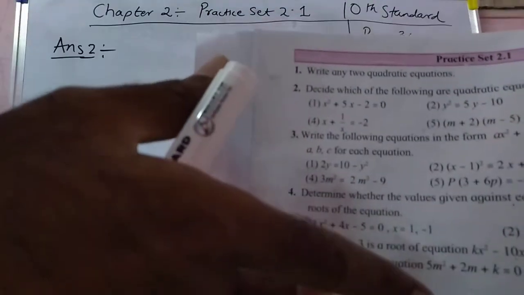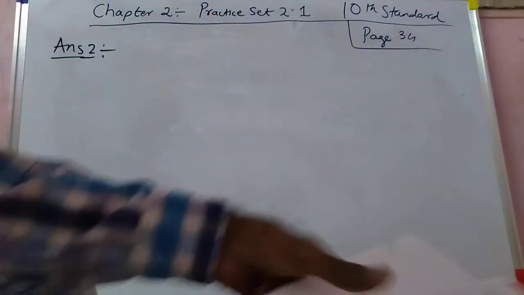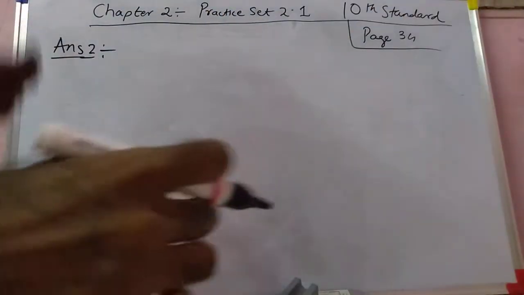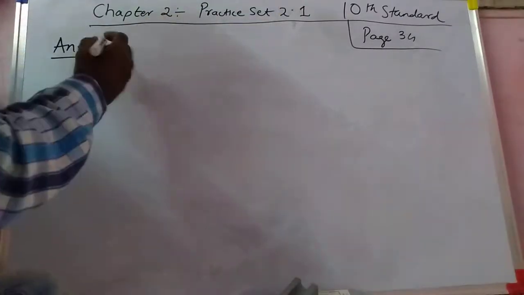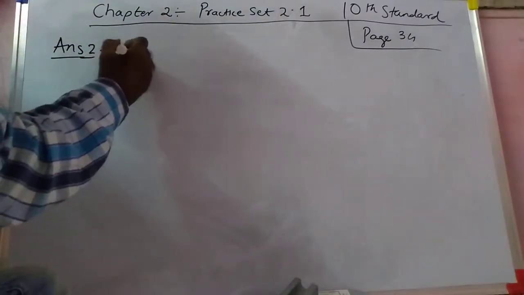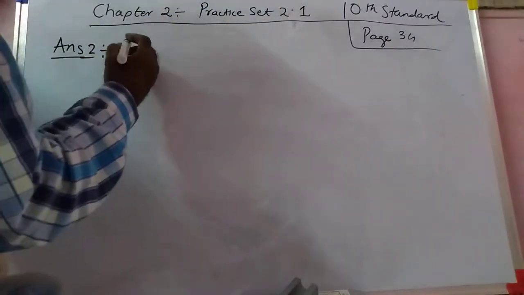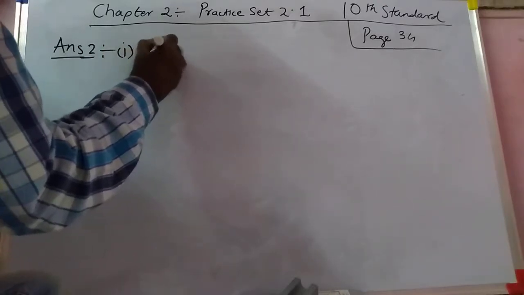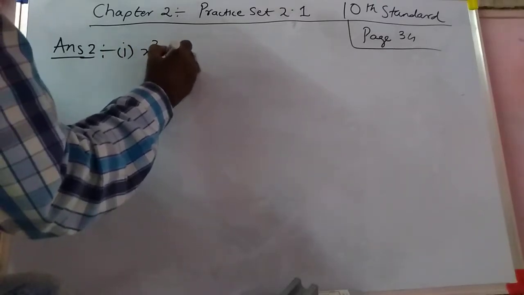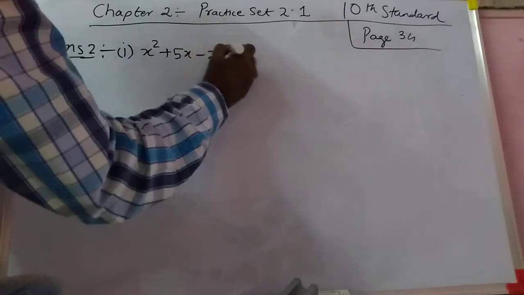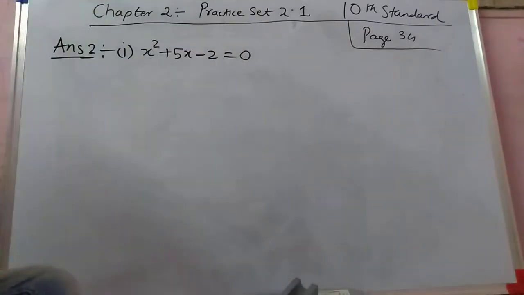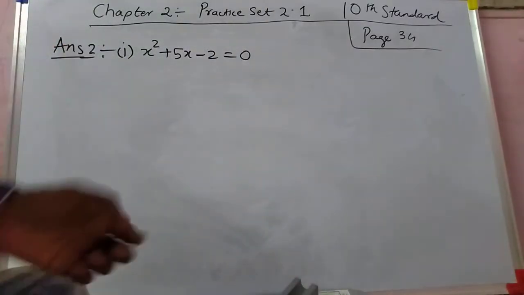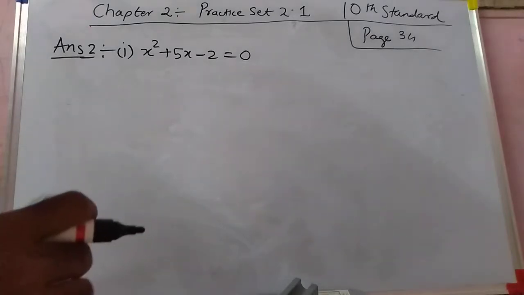Means हमको डिसाइड करना है ये quadratic है या नहीं. So we have to decide this is quadratic or not. Okay, so I will teach this, how to do this. So we have to tell this is quadratic or not. So how to tell this?